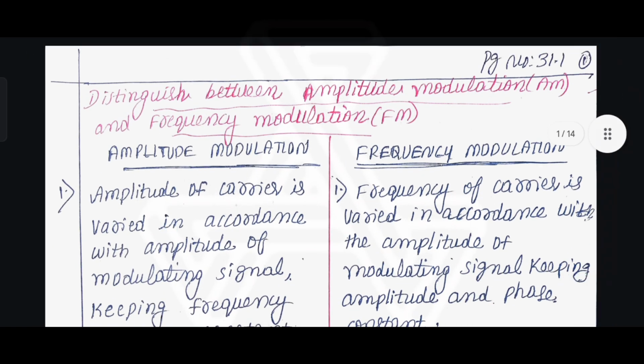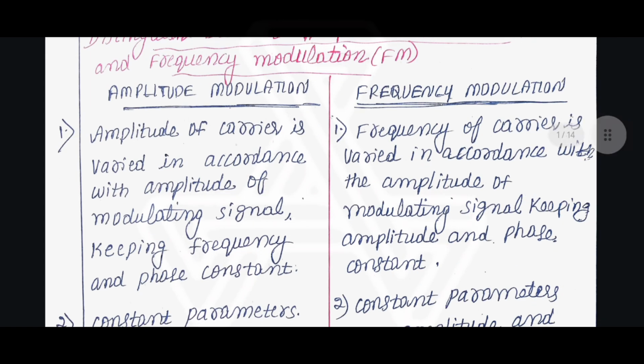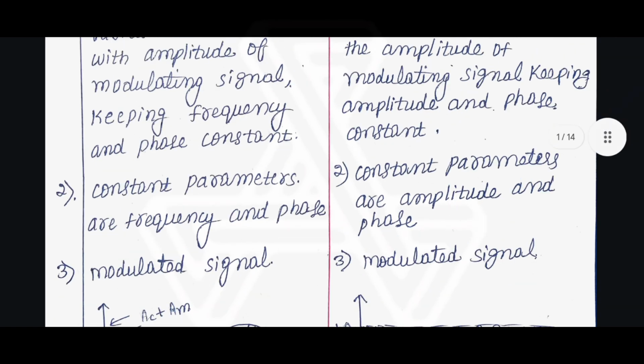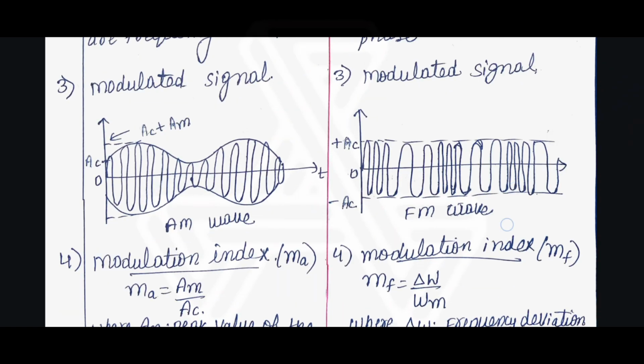Distinguish between amplitude modulation AM and frequency modulation FM. Amplitude modulation: amplitude of carrier is varied in accordance with amplitude of modulating signal, keeping frequency and phase constant. Frequency modulation: frequency of carrier is varied in accordance with the amplitude of the modulating signal, keeping amplitude and phase constant. Constant parameters are frequency and phase in AM, amplitude and phase in FM. Modulating signal, it is a fish symbol. Modulated signal, it is an uneven signal.